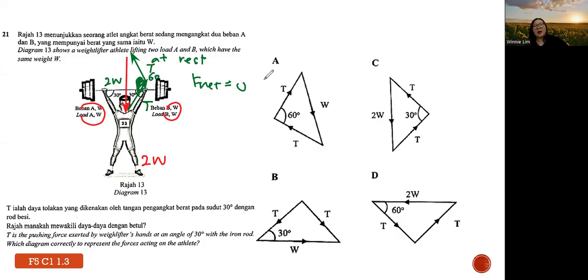So actually out of here, there is no option. A is wrong because this one's supposed to be 2W. C is wrong because the angle should be 60. B and D are not acceptable because my weight is not horizontal. My weight is not horizontal. So that's why actually this question has no option. There is no answer. So for information.